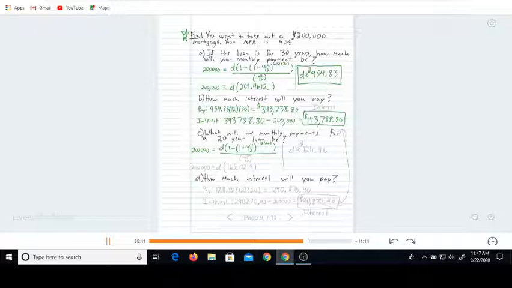All over 0.04 over 12. So if you're clever with your calculator, you don't have to retype all that in. Just scroll up to where you had the previous input and just change the 30 to a 20. That's all you got to do. And you will get a very different number. So that's going to be D times 165 point, let's take it out to 4 decimal places, 0219, and divide accordingly.